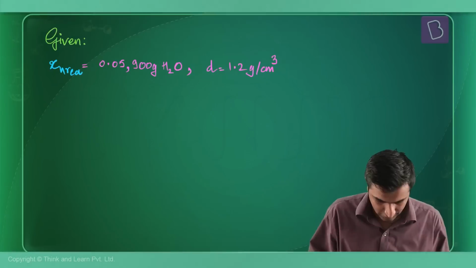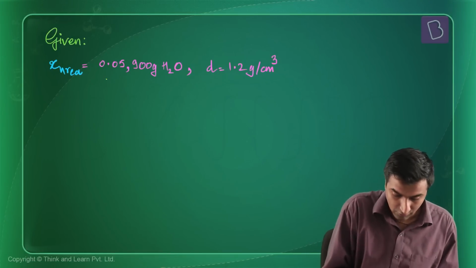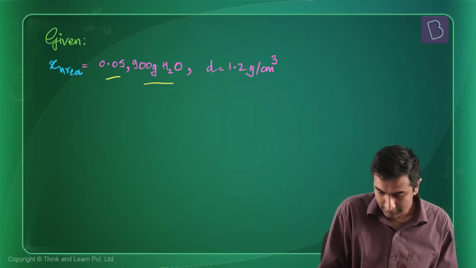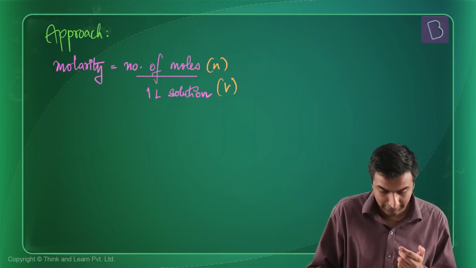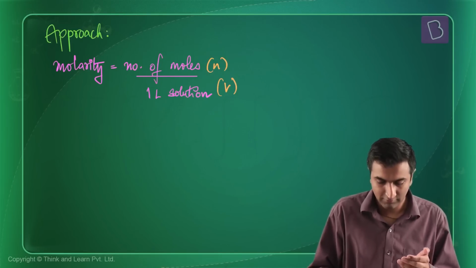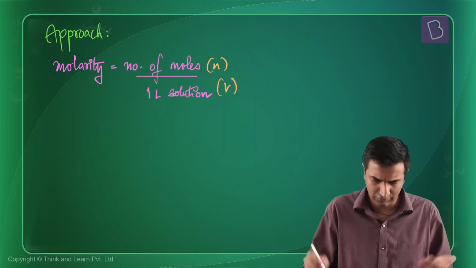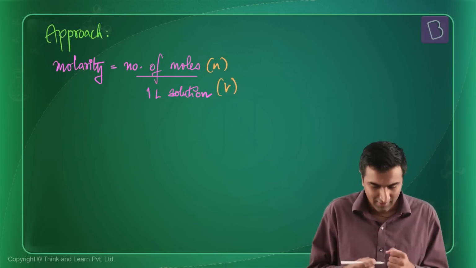Okay, so what's given to us? We have the mole fraction of urea, which I've written to be equal to 0.05, 900 grams of water. Density is given to us. We need to find molarity. That's what we need. What's the approach going to be like? Molarity is simply the number of moles of the solute in 1 liter of solution, right? Basic definition. Just write down the definition, and you'll be able to solve this question.